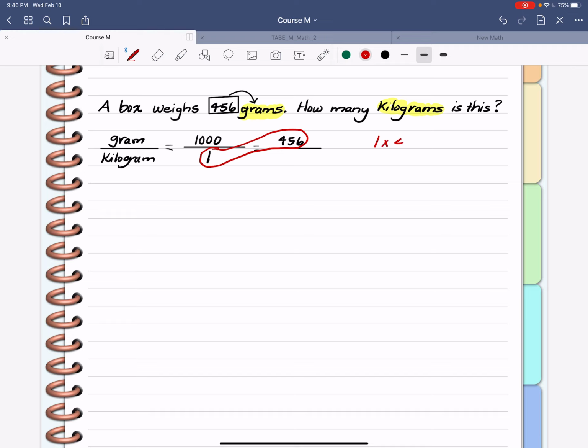1 times 456 is 456. And 456 divided by 1,000. Use the calculator, or if you know how to just manipulate those decimals in your head, that will work too. That's why I love the metric system. It's 0.456 or 456 thousandths of a kilogram. So less than a kilogram. And we absolutely can get decimals there, or fractions. No problem. They're just numbers.